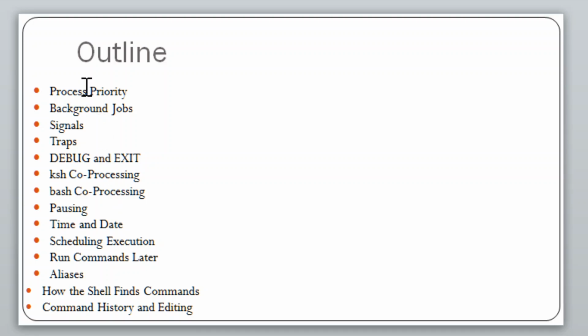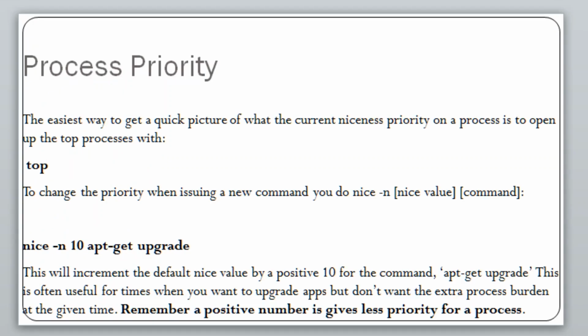Today, we're going to be going over process priority, background jobs, signals, traps, debug and exit, Korn shell co-processing, Bash co-processing, pausing, time and date, scheduling execution, run commands later, aliases, how the shell finds commands, and command history and editing. So we've got a lot to cover today. We're going to go ahead and get started with process priority.